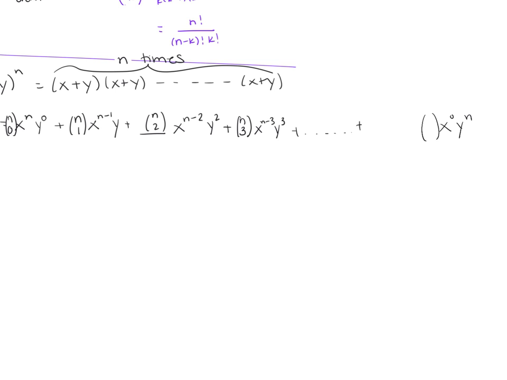I need something before that. I'm not leaving the right space. 1x, y to the n minus 1. What should this be? Notice it's always that you're choosing the y power, the way I've written it. So this would be n choose n, this would be n choose n minus 1. Do we see how this is a pattern? We see this pattern? N minus 1.